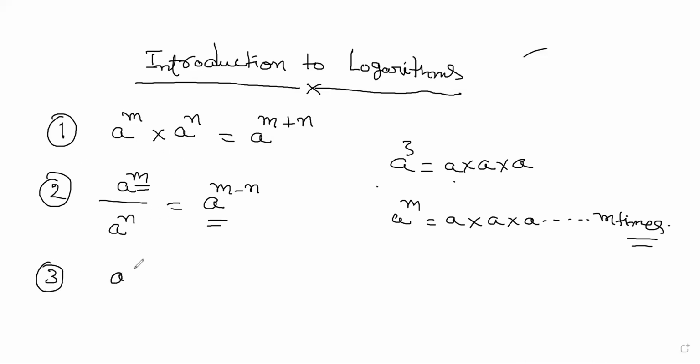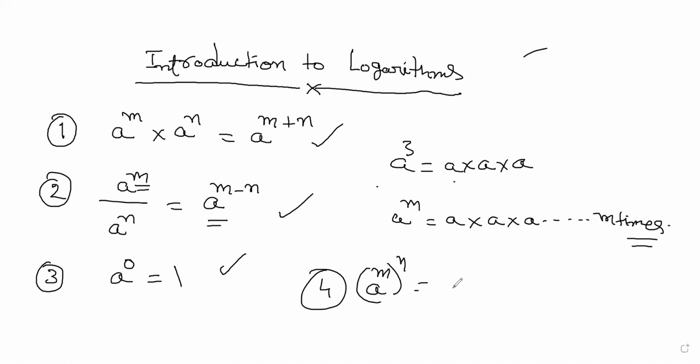Okay, a power 0 is 1. Now these three are the major things. Next one is a power m whole power n is a power mn. So this is the other one.